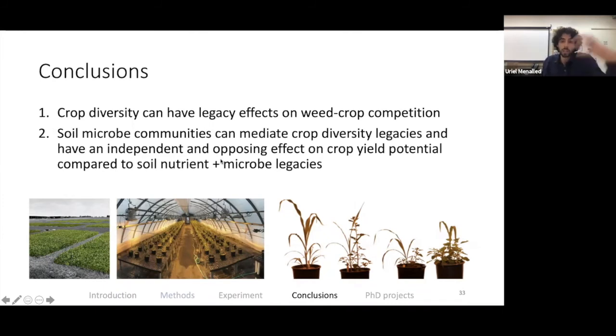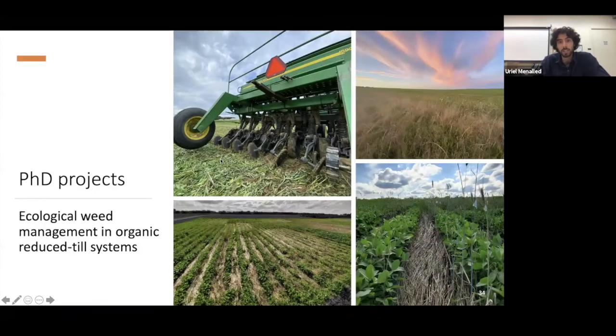And so that was the figure that I just showed you with the opposing trends. So this was my master's, where I was looking at ecological weed management through intercropping, and there's multiple projects, but that was the underlying theme of my master's. And in my PhD, I'm going to continue to look at ecological weed management, but I'm looking at multiple mechanisms of ecological weed management. I'm not just looking at weed crop competition, and also all of my experiments are going to be focused on a reduced till organic system.